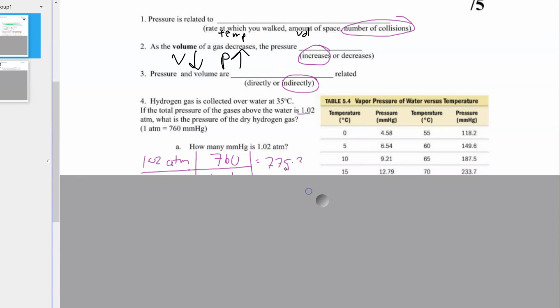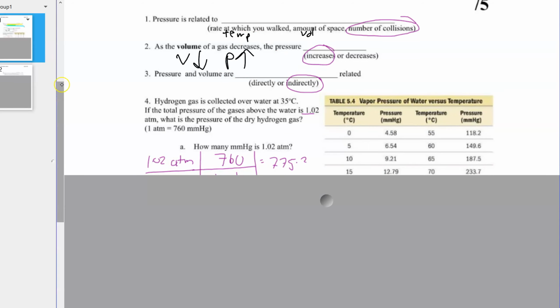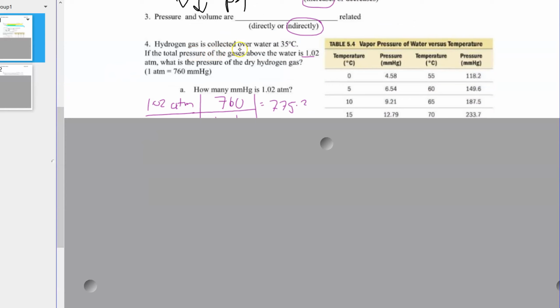Now we come to the Dalton's Law problem. Hydrogen gas is collected over water at 35 degrees Celsius. The first thing you should be thinking about is that when I have the gas, it won't be pure hydrogen. There'll be some water vapor that comes off the surface of the water as well. Make sure you go back to the notes and to the slides, see some pictures of what this would look like. If the total pressure of the gases above the water is 1.02 atmospheres, what is the pressure of the dry hydrogen gas alone? And they give you your conversion factor here.